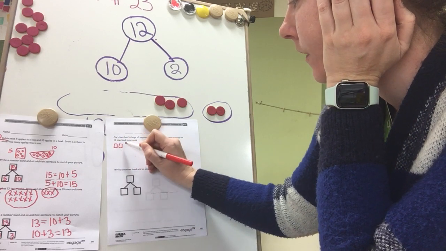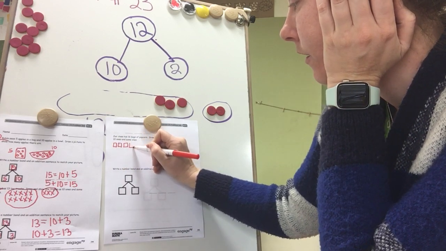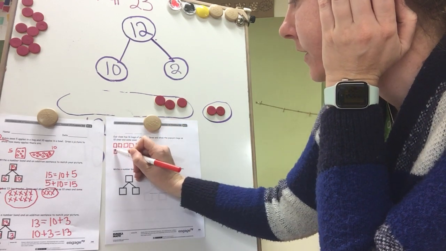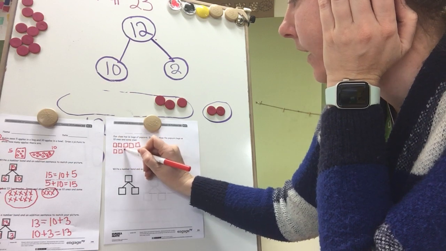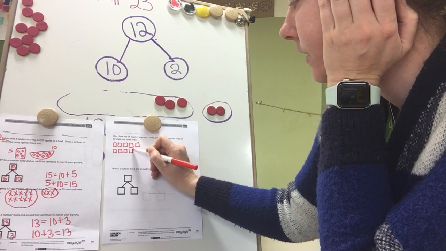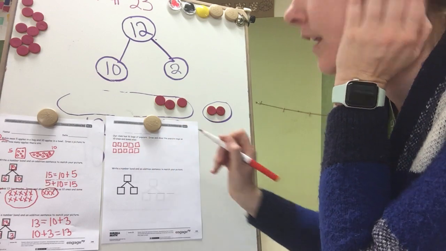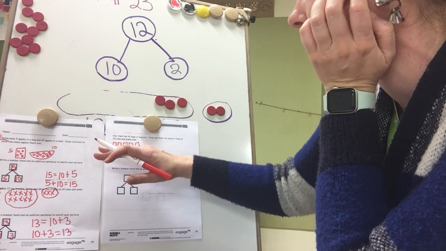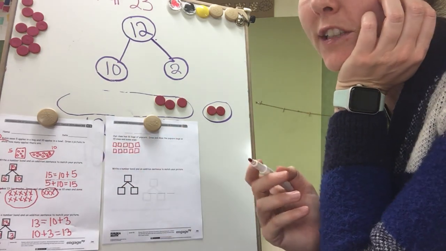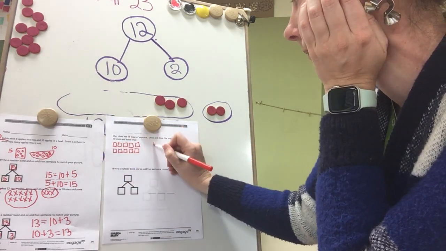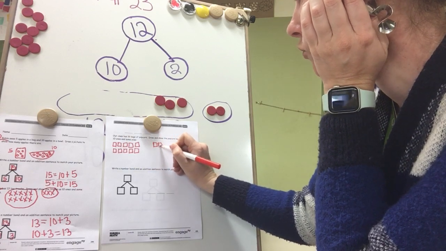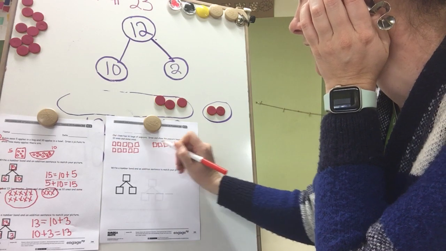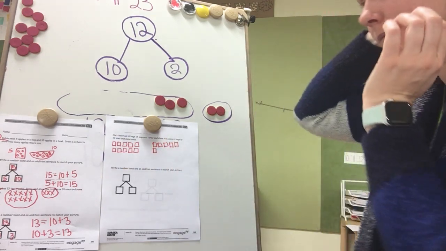So 2, 3, 4, 5, 6, 7, 8, 9, 10. Now I need to make a space. I need to separate it a little bit so I can see my group of 10 and my ones, so it's clear. So I'm up to 10, 11, 12, 13, 14, 15, 16.